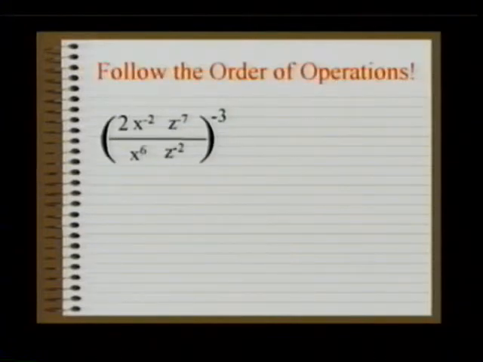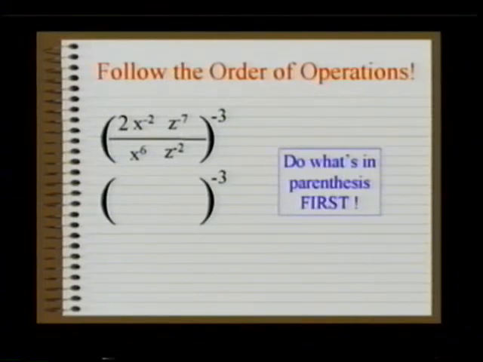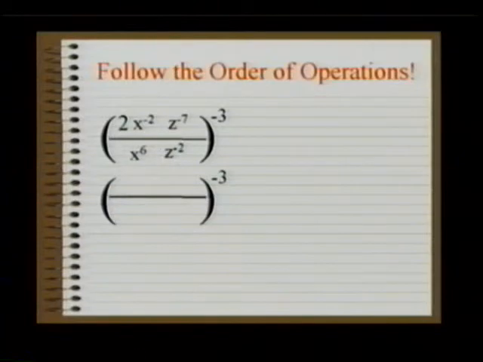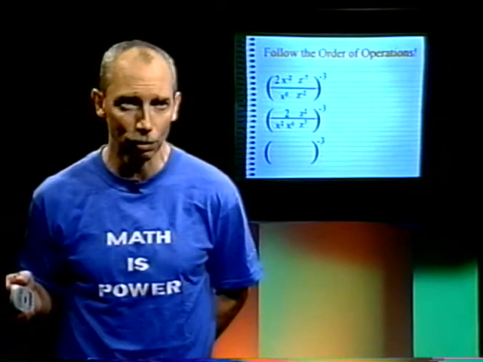Remember this bad boy? We were supposed to do what's in parentheses first, of course. Let's see, same thing, just do what's in parentheses. 2's not going anywhere. X to the minus 2 will go in the bottom. Z to the minus 7, go downstairs. X to the 6 will stay right there. And z to the minus 2 will have to go upstairs because he's a negative exponent. We reciprocate.